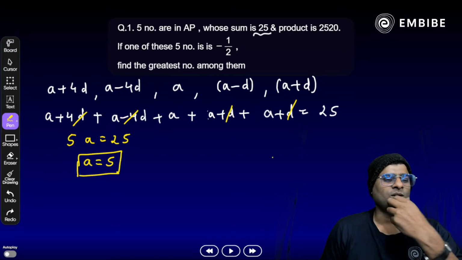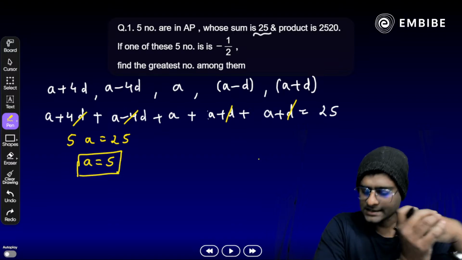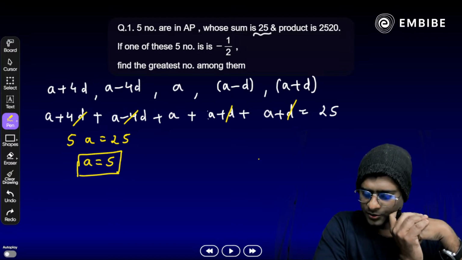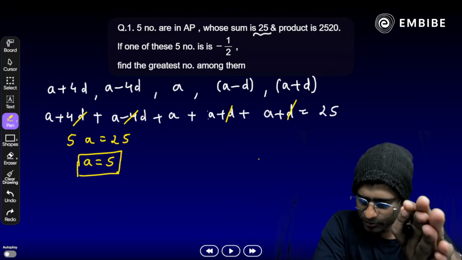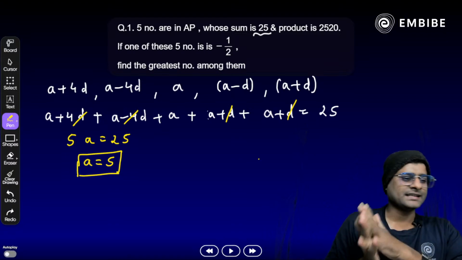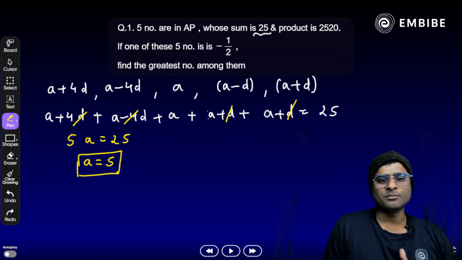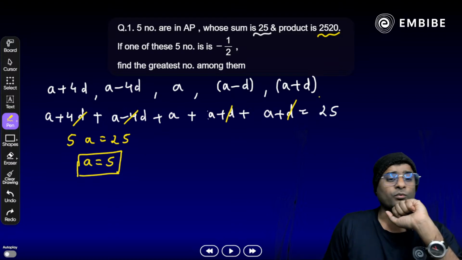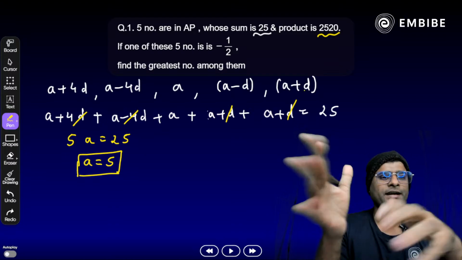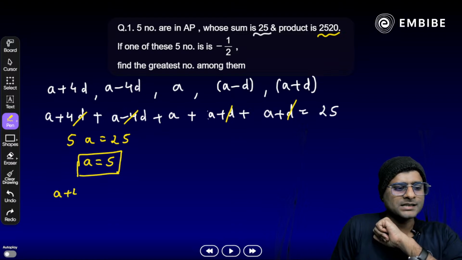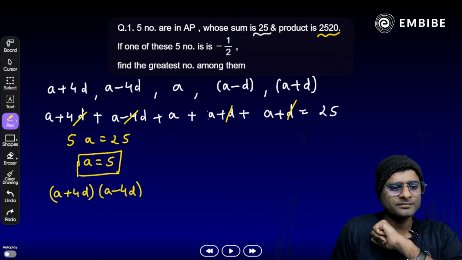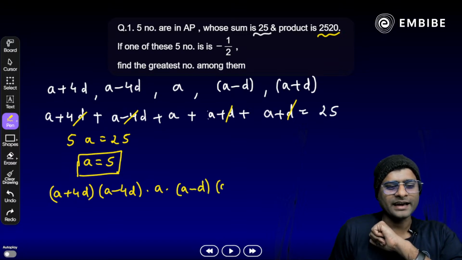Done. Now, what next? What will be the next? Yes, this is the first question. Yes, we get a is equal to 5 here. Now, one more piece of information is given. Once we find the product, what do we get here? 2520. So let's do it. A plus 4d multiplied by a minus 4d, into a minus d and a plus d.